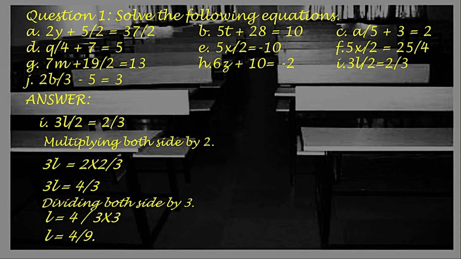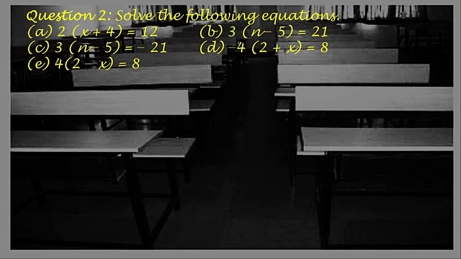Okay, now see the next question, number 2. A: 2x plus 4 equals 12. B: 3n minus 5 equals 21. C: 3n minus 5 equals minus 21. D: minus 4 bracket 2 plus x equals 8. And E: 4 bracket 2 minus x equals 8. Basically we can see that all these questions are of the same type. Yes or no? Yes, because we have one number, then a bracket, and inside the bracket we have a variable term and a constant term. So nothing difficult is in this question.